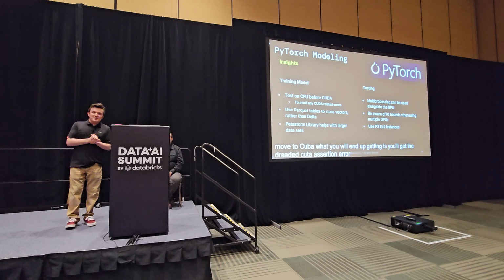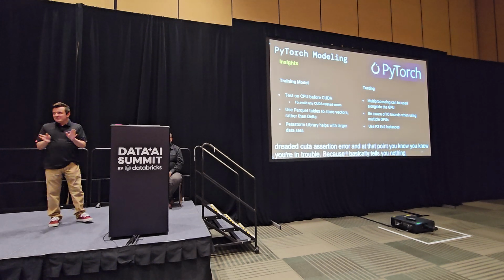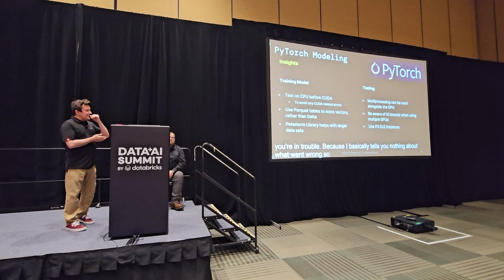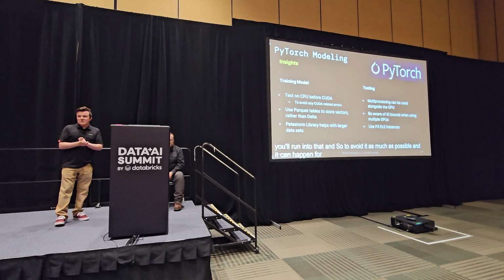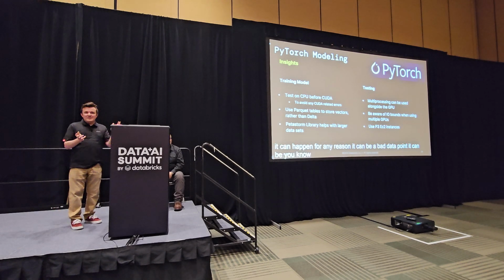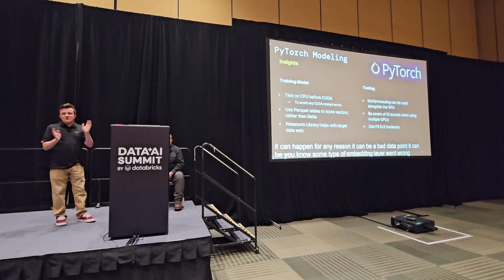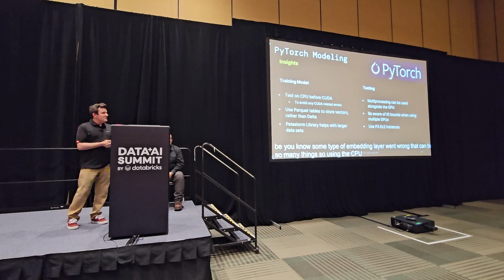And at that point you know you're in trouble, because that basically tells you nothing about what went wrong. So you'll run into that. And to avoid it as much as possible, it can happen for any reason. It can be a bad data point. It can be some type of embedding layer that went wrong. It can be so many things. So using the CPU will help you immensely.